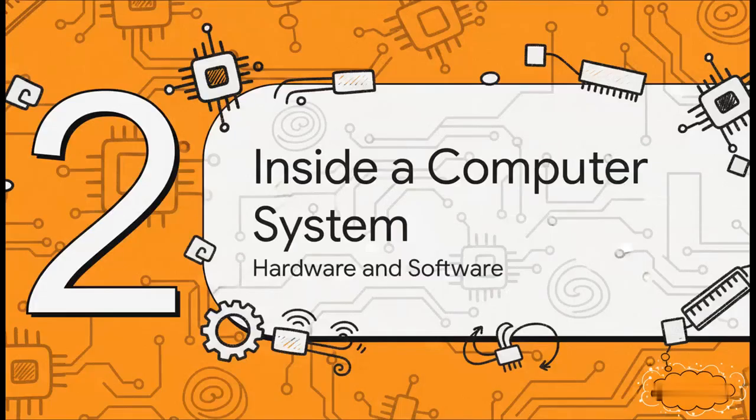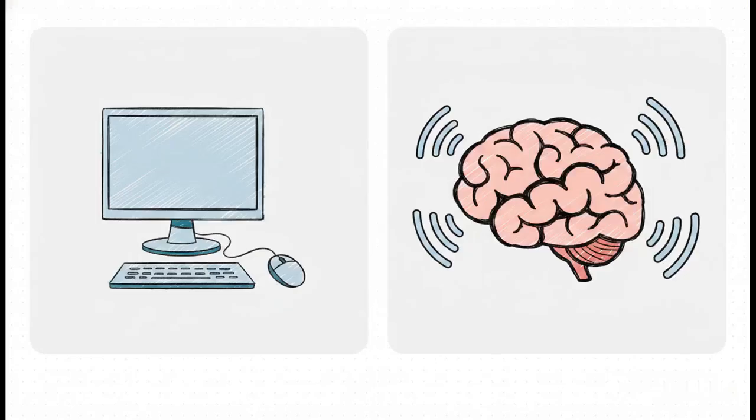Moving right along to Section 2, inside a computer system. So how exactly do these devices actually process all that data? Well, it boils down to 2 entirely mutually dependent forces. I like to use a brain and body analogy here. Hardware is the physical body. It represents all those tangible components you can actually see and touch. Your monitor, your keyboard, the mouse. Software, on the other hand, is the invisible mind. It's the set of instructions, data, or programs that literally tell the physical hardware what to do. The catch here is that one absolutely cannot produce useful results without the other. They are a package deal.